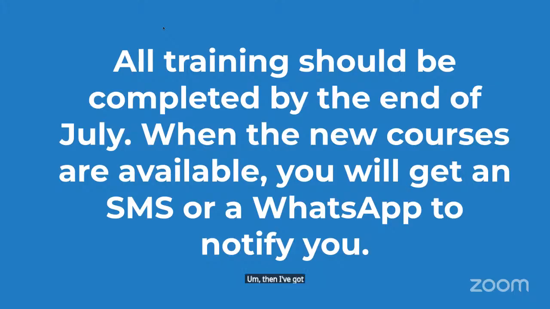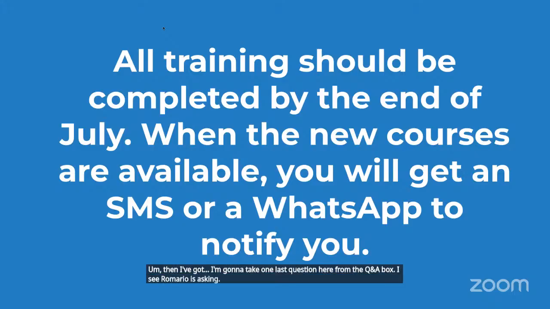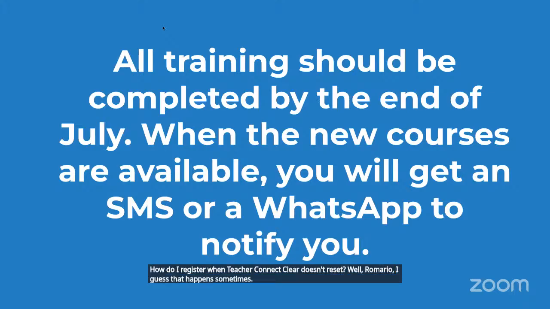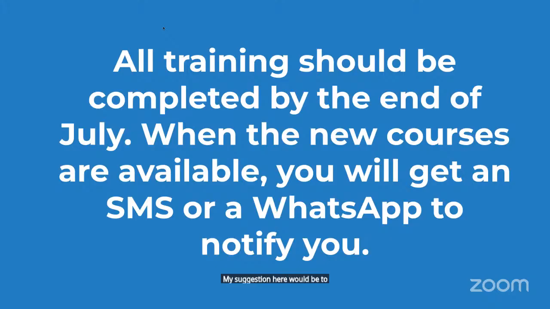Then I'm going to take one last question here from the Q&A box. I see Romario is asking, how do I register when Teacher Connect Clear doesn't reset? Well, Romario, I guess that happens sometimes. My suggestion here would be to wait 5 minutes or more, and then try again to type that exact word you've got there, Teacher Connect Clear, one word, and try reset your profile. Sometimes it needs about 5 minutes to reset. You'll then get a message that says your profile has been cleared, and then you send us the word hi. I hope that helps.